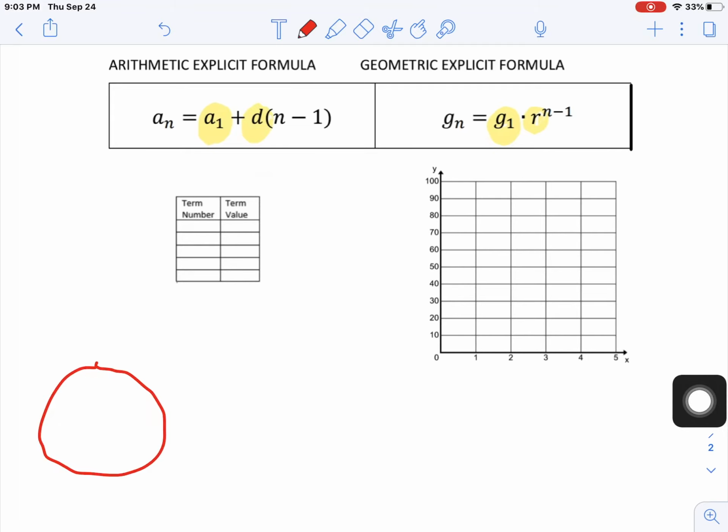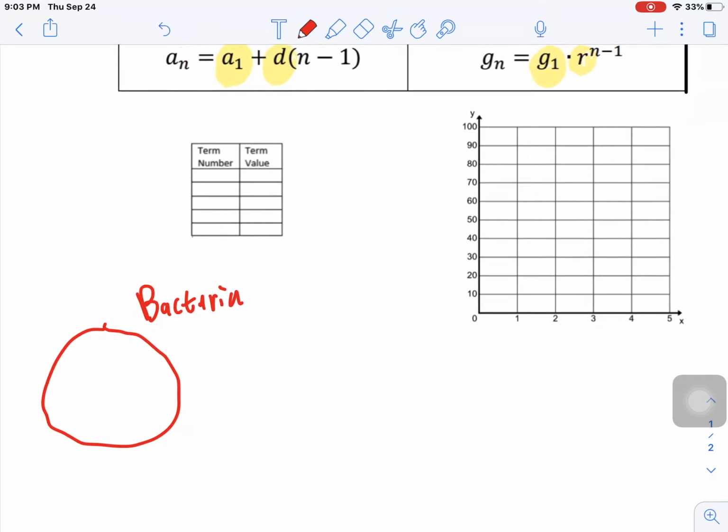So in this scenario I'm going to give you a little example, and we're actually going to have bacteria. And one thing about bacteria that we know is that they like to grow, and they like to grow pretty fast. So let's say that initially in this little specimen that we're studying, we have 3 little bacteria. And then let's say 1 hour passes by, and we'll say after the first hour, now we have 6.